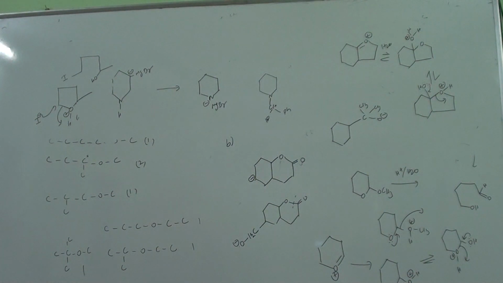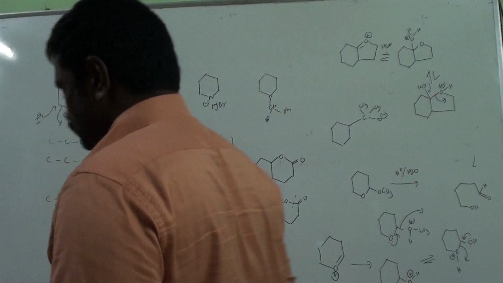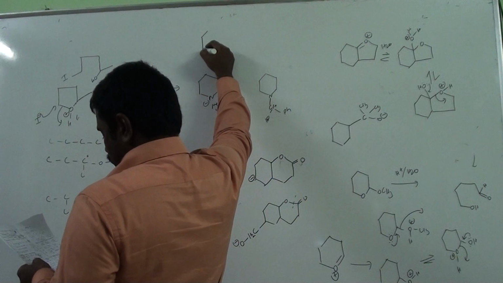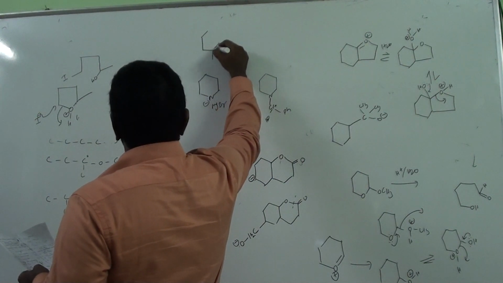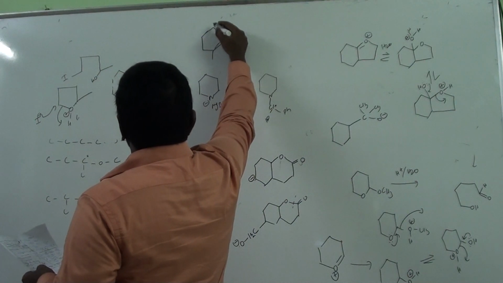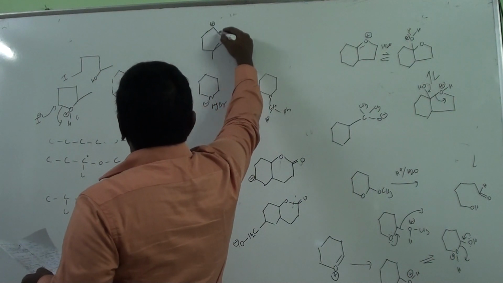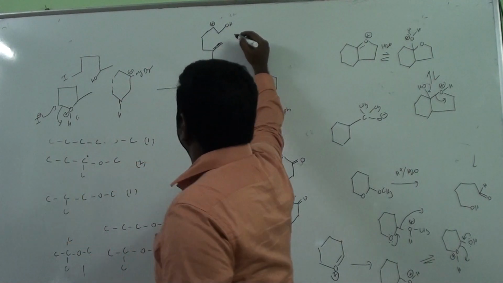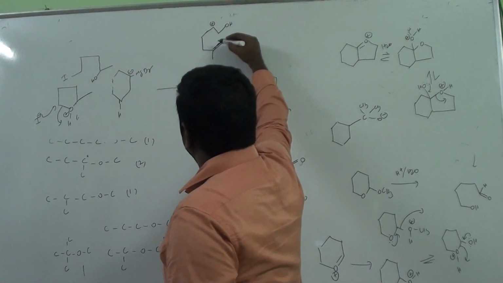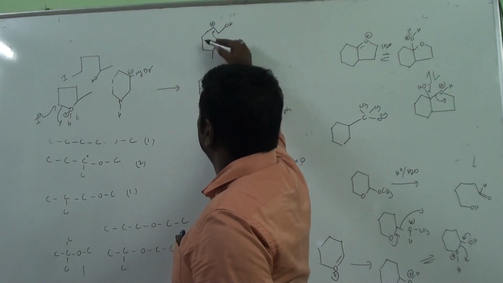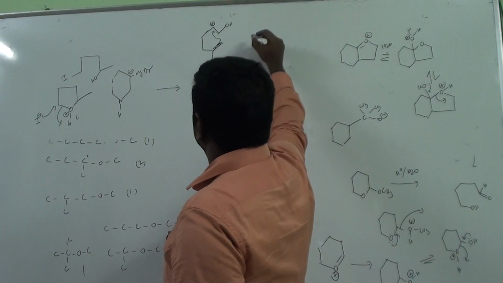Only B is true. What about D? What's the mechanism? First, you will get a carbocation here. The secondary will be SN1 like. So this alkene acts as a nucleophile. So what number? 1, 2, 3, 4, 5.